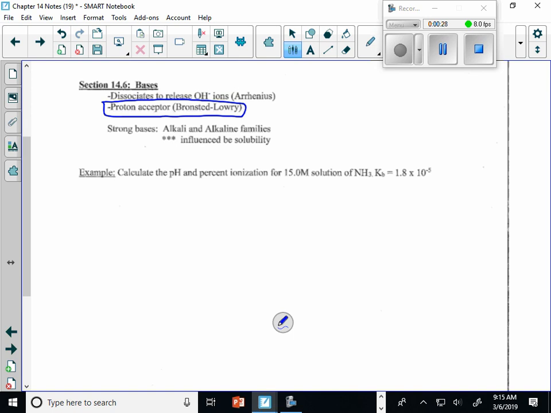For strong bases, the alkali and alkaline families, so I hope you're thinking of family 1 and family 2, depending upon their dissociation is going to be influenced, this should say, by solubility, and family 1 is a lot more soluble than family 2. So you need to keep that in mind as you're looking through some of these equations. Now, speaking of the equation, I should have left you some room right here. So let's just write down first the general basic equation.